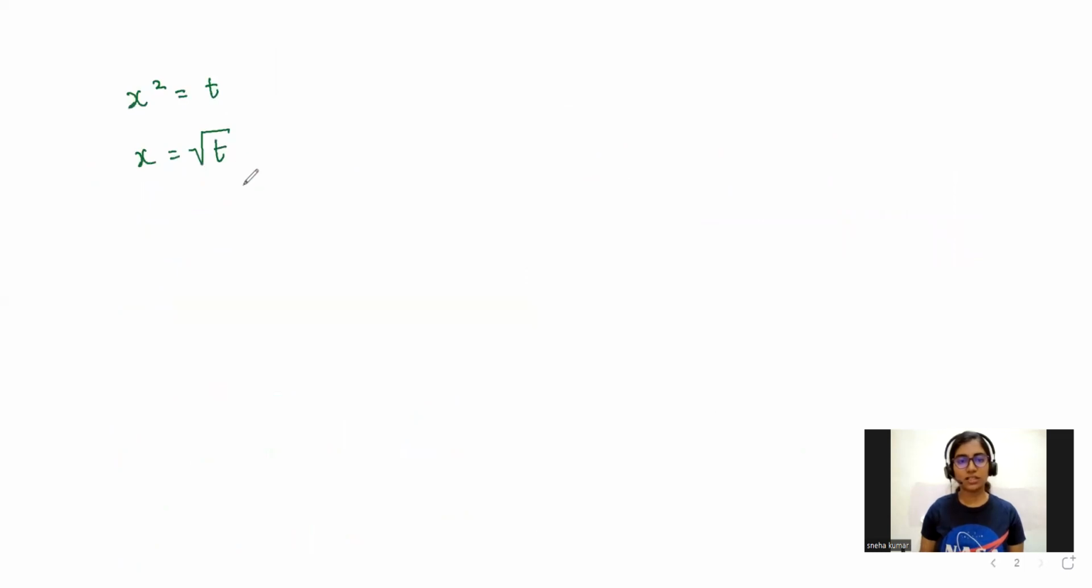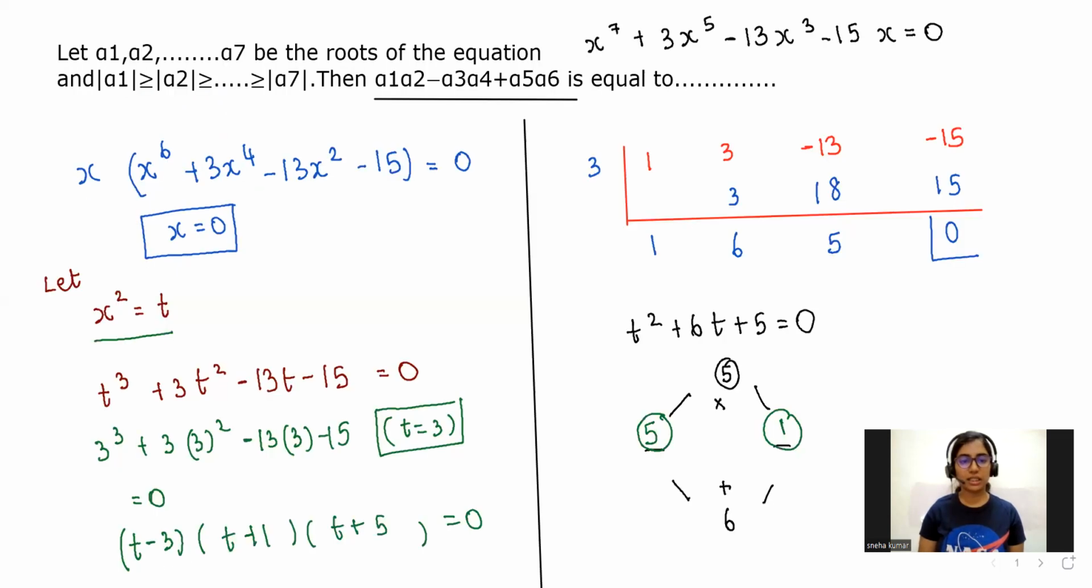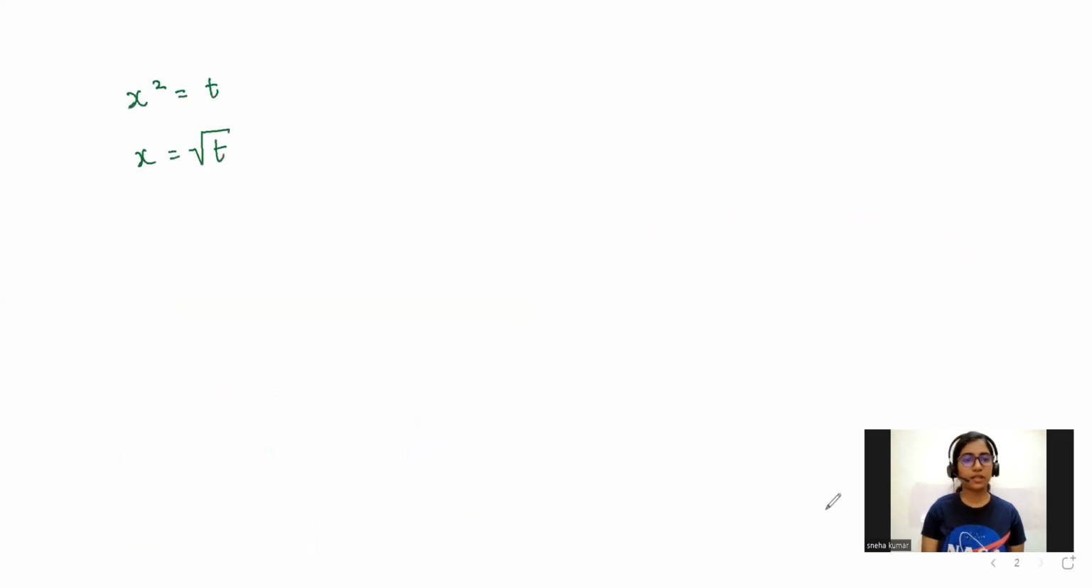Okay, so what are the values of t then? 3, minus 1 and minus 5. So now t is equal to minus 1, minus 5 and 3. Right, okay. Now I need to find the square root of these values to find x.